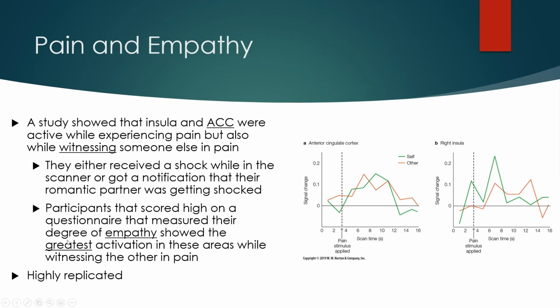But the way the study worked was that they either received a shock, so we have information about what's going on in their brain when they're in pain, or they saw a romantic partner getting shocked. So then we had brain activity while they were seeing someone else or getting an indication that someone else was getting shocked. And this was a really interesting tidbit here, that the participants that scored really high on a questionnaire that they took before they got into the scanner on how empathetic they were, if they scored really high on the empathy score, then they had a lot more activation when they were witnessing someone else in pain. So really an interesting tie to the behavioral ratings. And this has been really highly replicated. So this is definitely a real phenomenon and not just some study with 10 people.